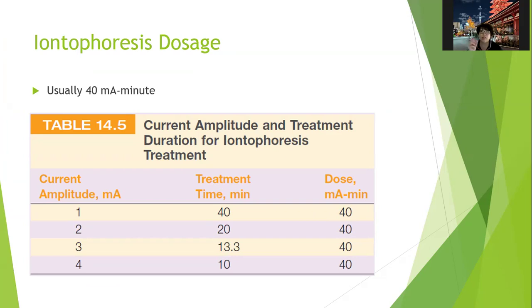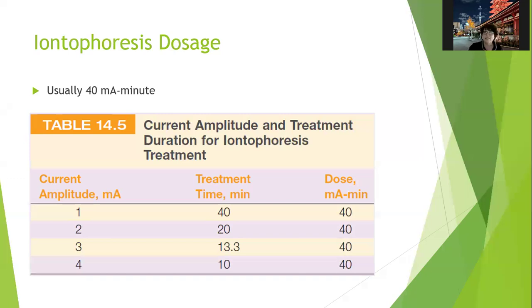So if the patient can only tolerate 1 milliamp, and direct current feels a little bit different from alternating current or pulsed current, you're sitting there for 40 minutes, unless you use a 24-hour ionto patch, but we'll talk about those. If they can tolerate 2 milliamps, then the treatment time is 20 minutes. I'm not going to read the chart to you. You can read the rest. It would be great if everybody could tolerate 4 milliamps and the treatment time would just be 10 minutes.